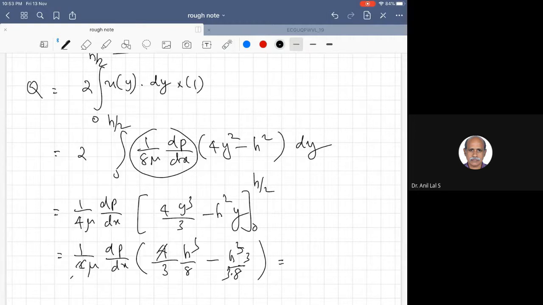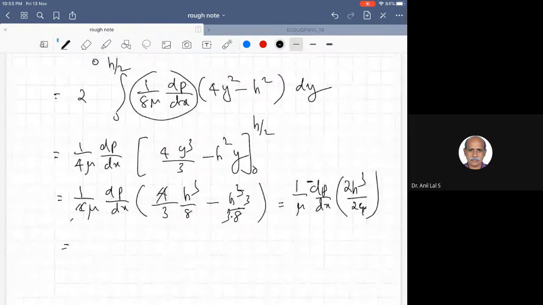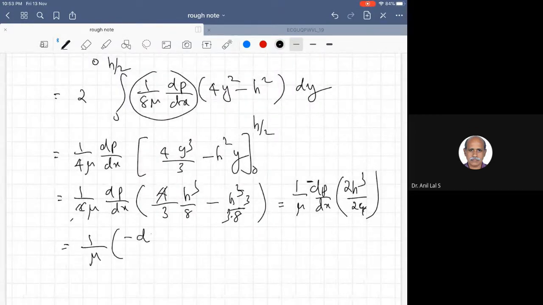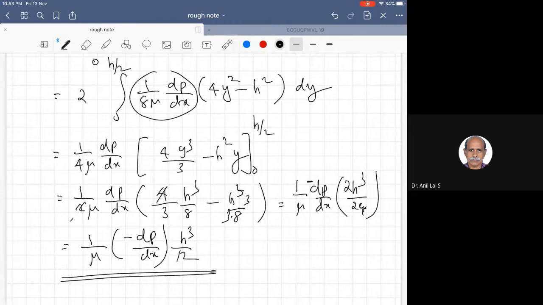It goes 3 into 8, 1 by mu dp by dx into 24 h cube by, h cube minus 3 h cube. H cube minus 3 h cube is minus 2 h cube by 24. That will work out as 1 by mu, minus dp by dx, h cube by 4. So this is the equation for discharge.